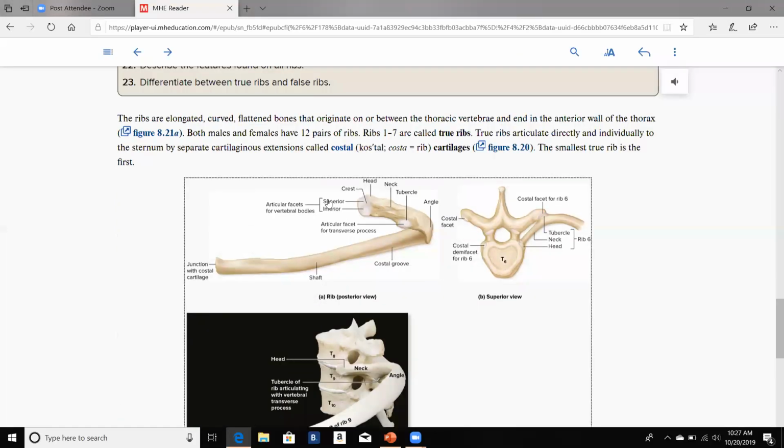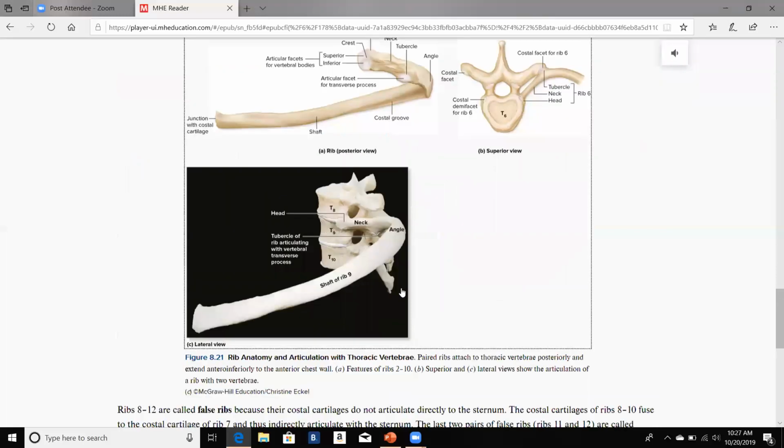Okay, when you're studying the rib itself, you do need to know these structures, and look in your lab manual so you know which ones specifically you do have to know. And make sure you go over figure 8.21 when you're reviewing the ribs.